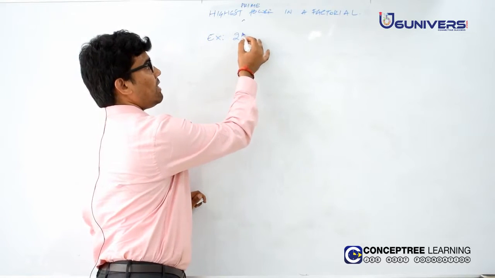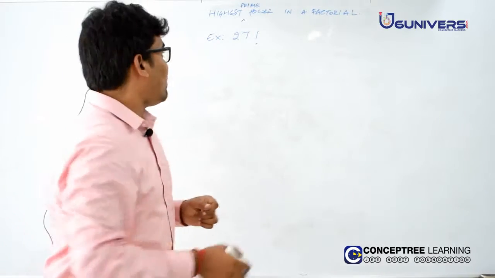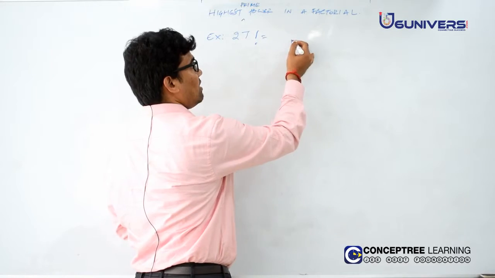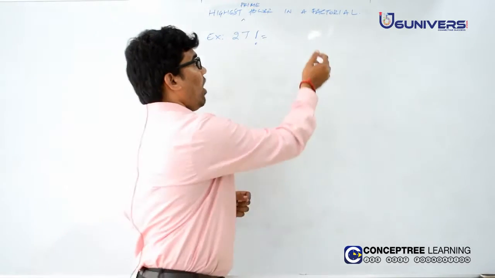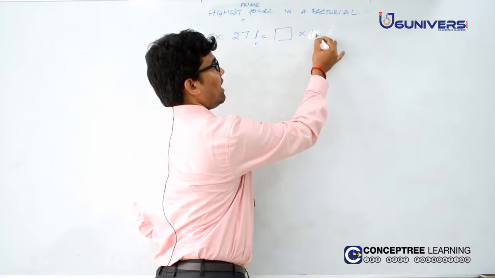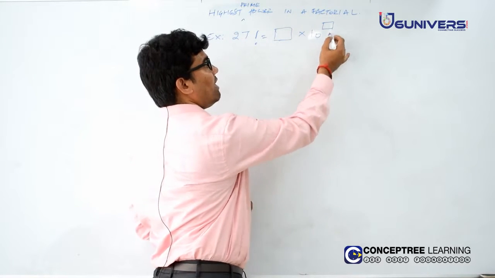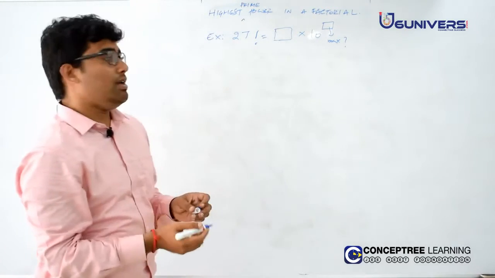Okay, let's consider something like 27 factorial. So the question is, the 27 factorial is a very big number. Okay, and how many zeros exist at the end of this number? Meaning, if I can write this number as something into 10 power something, what is the max value of this?